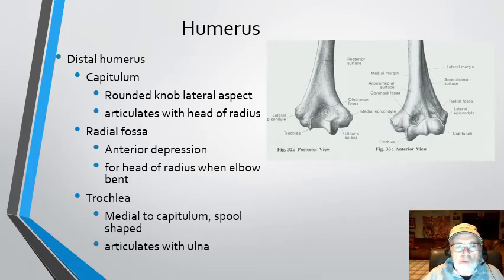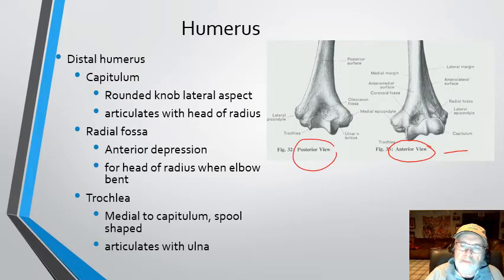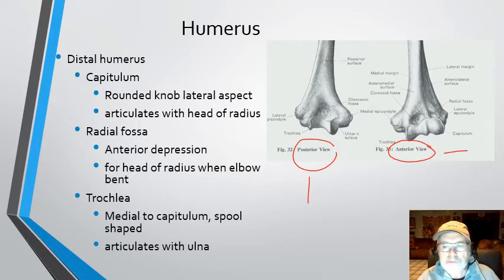Basically, there are a couple of very important points that we want to look at in the distal humerus. Okay. And let me just start out showing you. This is the anterior view right here, and this is posterior. So this is looking from the front. This is looking from behind over here. There are a couple parts that are really exceptionally critical. First of all, this part right here.